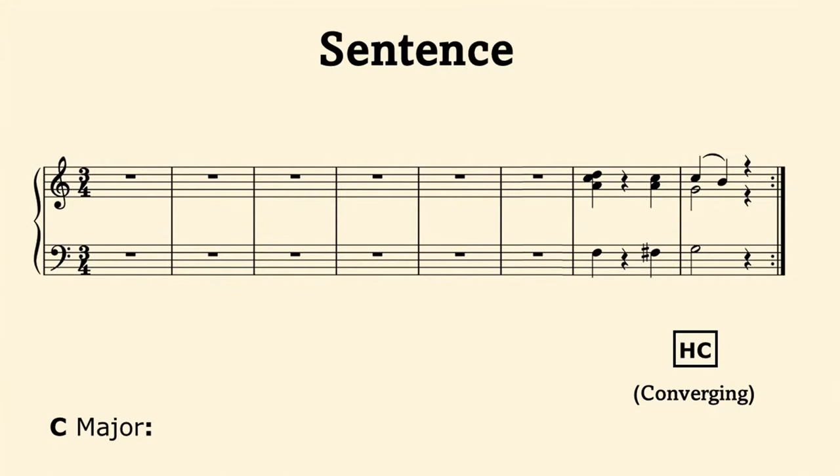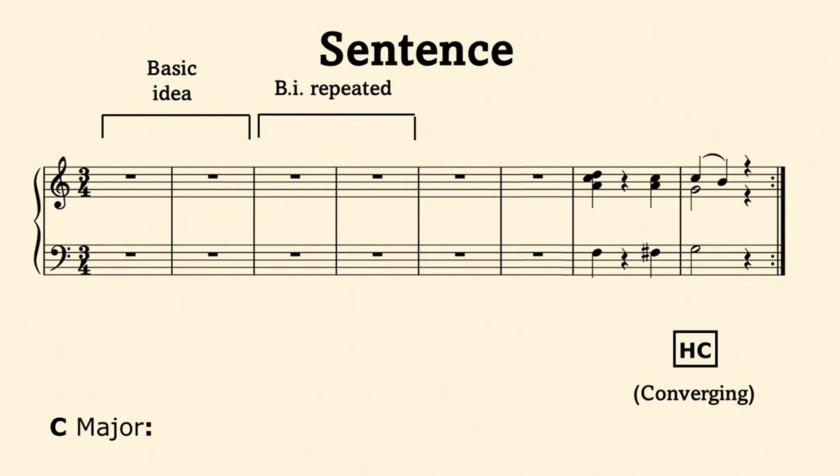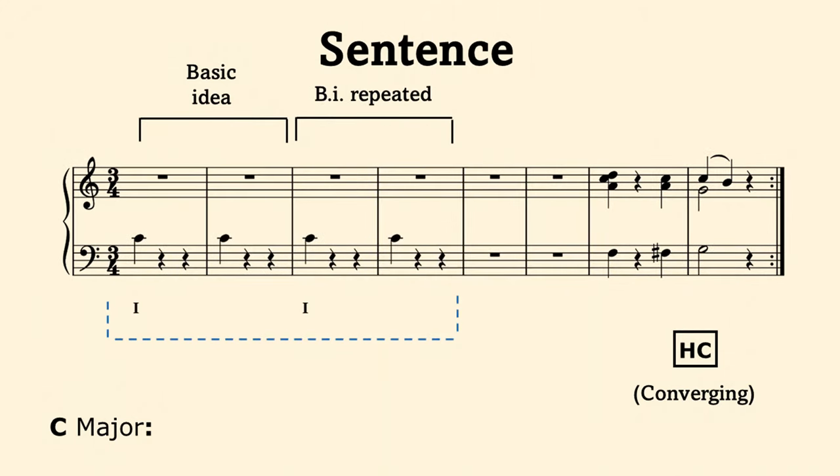Now, the procedure for the sentence is quite different from the period. In the sentence, the basic idea occupies two measures instead of one. Then this basic idea must be repeated literal or transposed, generally a second up. In the first case, we usually have an explicit or implicit tonic pedal that lasts for the whole duration of the basic idea and its repetition.